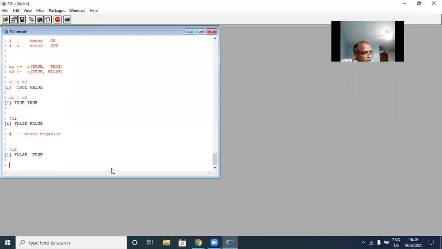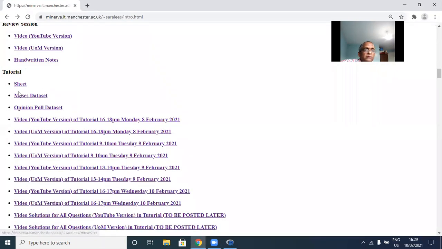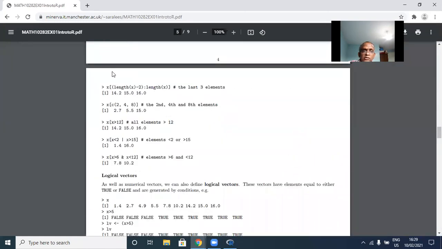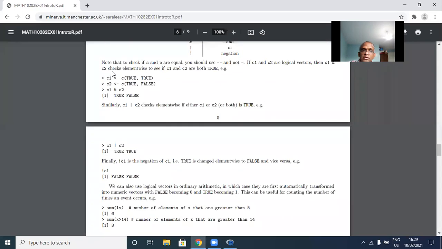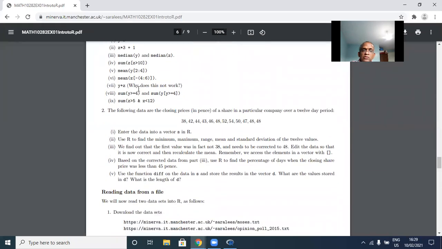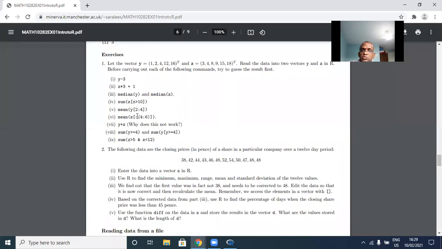Okay, all right, now let's go back to the tutorial sheet, which is this one. Any questions so far, guys? Let me know, please. I'm here to help you guys. So there are two exercises that we need to do on page 6 of the tutorial sheet. This is exercise 1. This is exercise 2. So let's start with exercise 1.